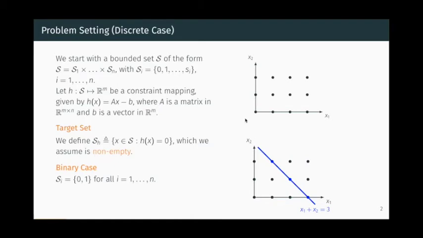So here I have an example on the right. This is the way S would look in 2 dimensions. And then we add a linear constraint, and the intersection is the set we're interested in sampling from. So these 3 dots would be the target set. And when I talk about the binary case, I'm talking about this particular case when S can only go from 0 to 1. And this is important because the graph case is particularly an example of the binary case.